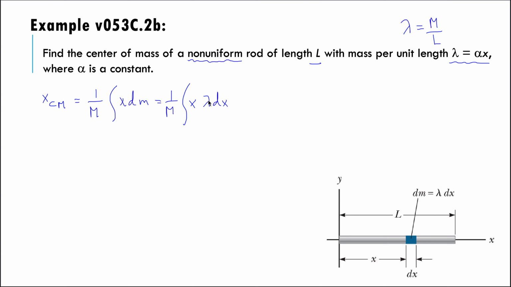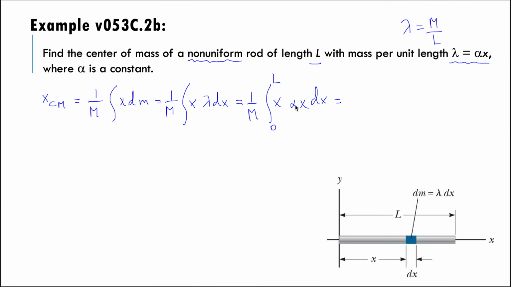This time, the linear mass density is not constant. We cannot take it out of the integral. We have to write down its definition. It's defined as alpha x. Alpha is a constant. We know that this integral runs the length of the rod from 0 to L.